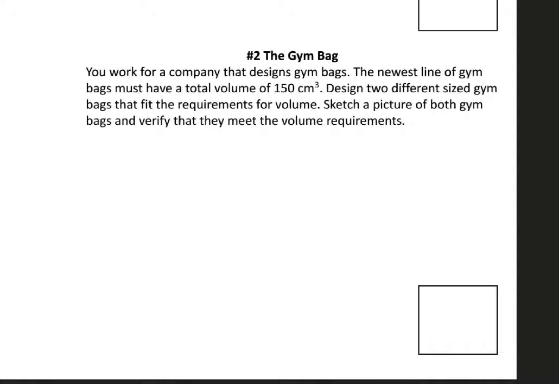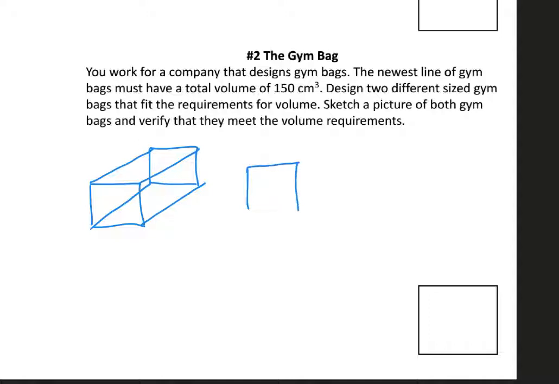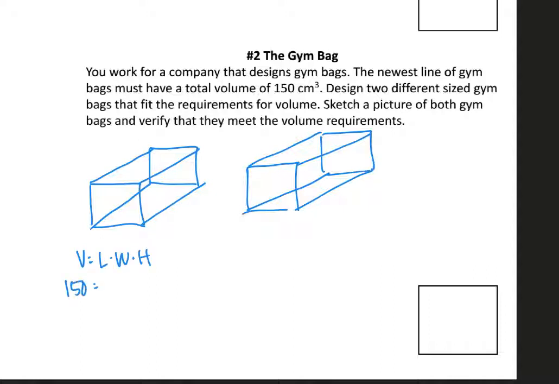All right, so it doesn't say in this problem, but we are going to be dealing with rectangular prism gym bags, kind of like those Adidas gym bags that we see. And we're going to do 2 with different sizes, but they must both have a volume of 150 centimeters cubed. So I think the easiest way to do this, we know that for volume, we do length times width times height. And we know that our volume has to be 150. So essentially, we're just looking for 3 numbers that multiply to make 150.